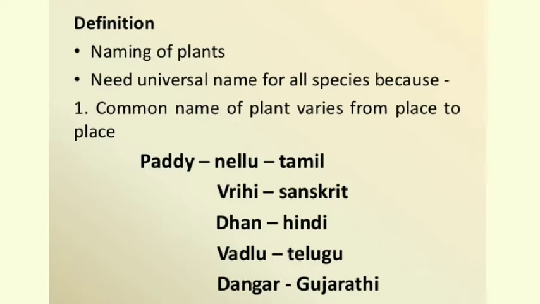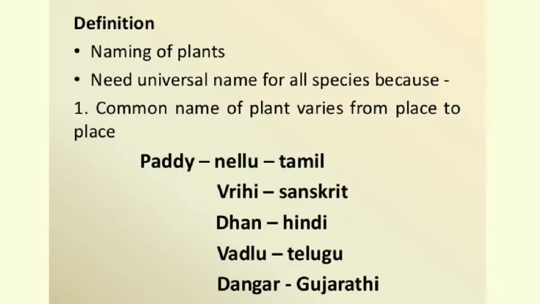For example, we have paddy. Paddy has various names in various languages. Nellu in Tamil and Kannada, Virihi in Sanskrit, Dhan in Hindi, Vadlu in Telugu, Dangar in Gujarati. Like that, in many languages, paddy has many names. Not only paddy, all the plants are called by various names in various languages. But it will create confusion.